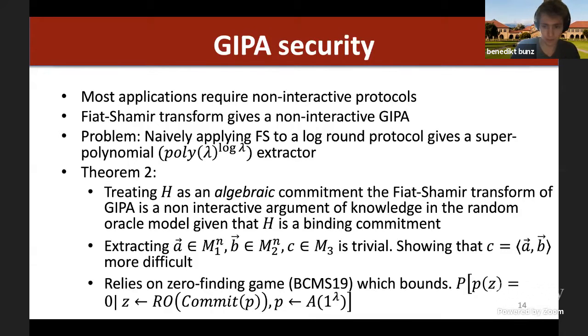So the nice thing about theorem 2 is that it applies to all GIPA protocols. For example, it also applies to Bulletproofs and other instantiations like LMR 19 that have this similar structure, and that were previously only proven secure in their interactive variants.